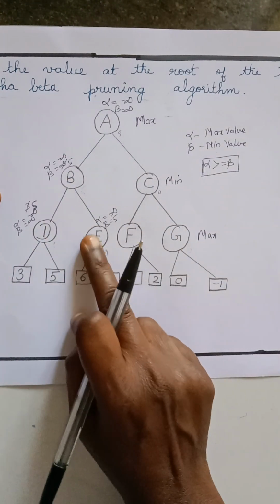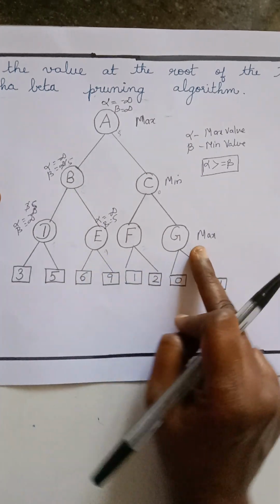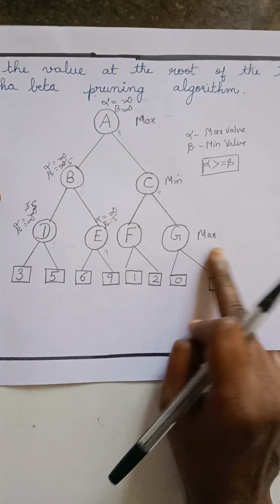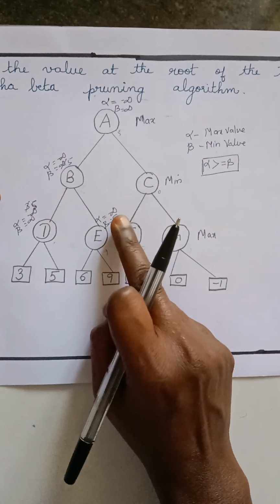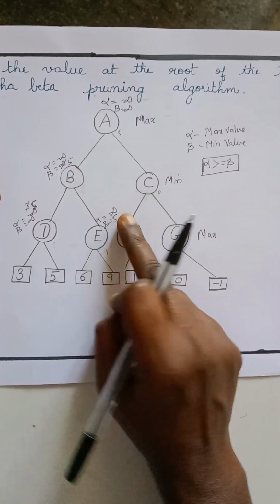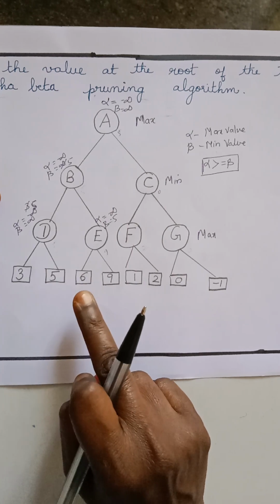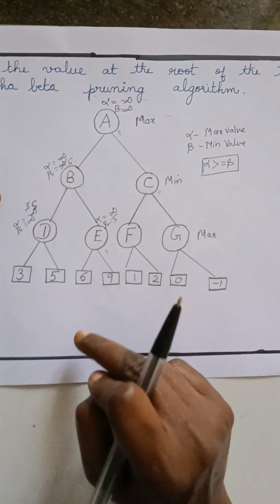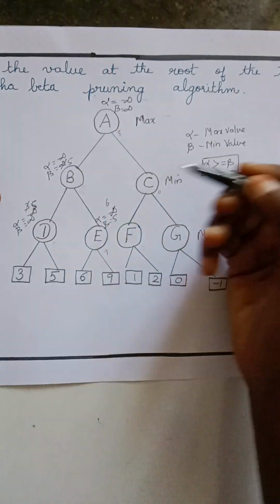Okay, then at this node you have leaf nodes. Again you will find that this is a maximum level, so you'll update the value of alpha. Alpha here is minus infinity, and on the left side the value is 6. So we compare 6 with minus infinity, and the maximum is 6. So we'll update this as 6.